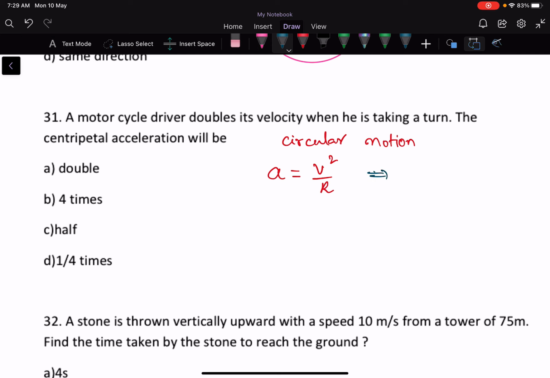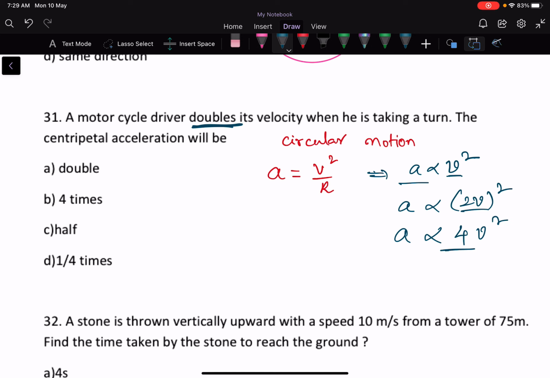So here A is directly proportional to V square. And when velocity doubles, acceleration becomes 4 times. A is proportional to V square, so when velocity doubles, 4V square, that means acceleration becomes 4 times.